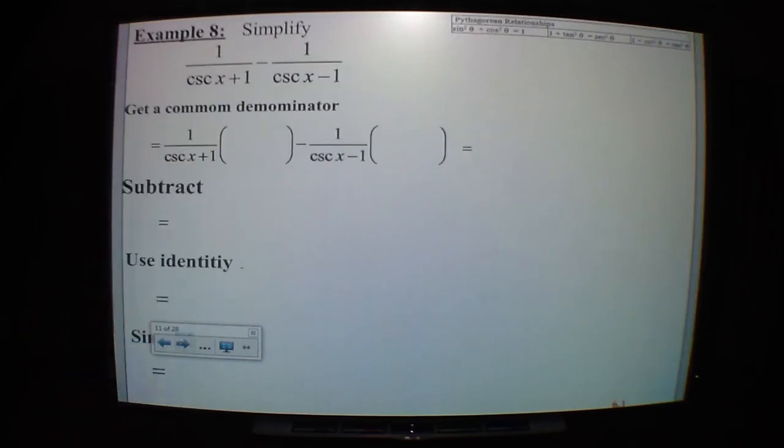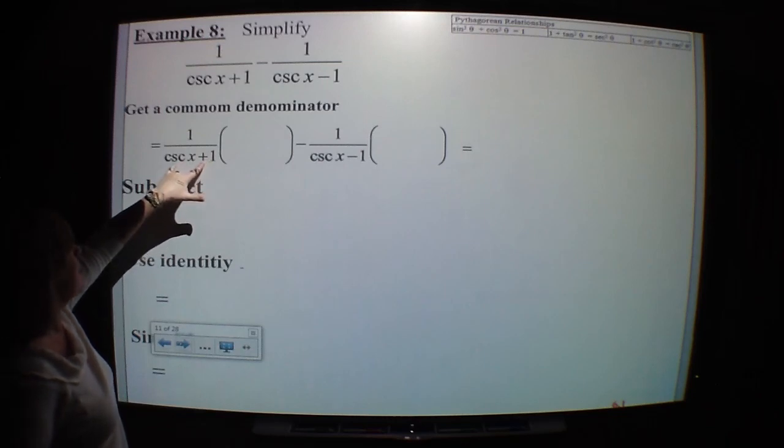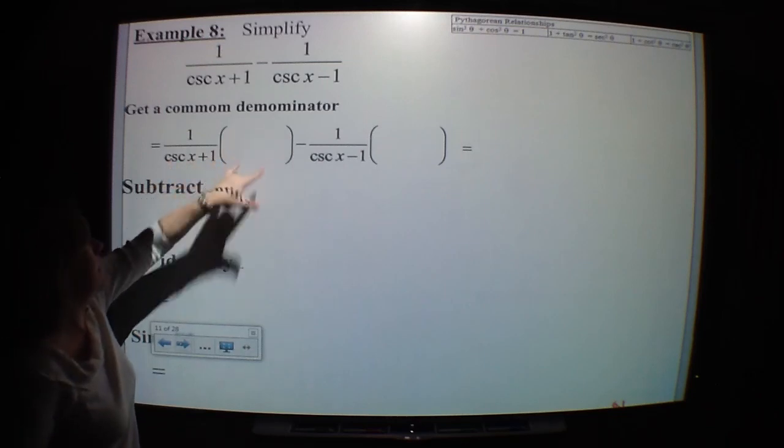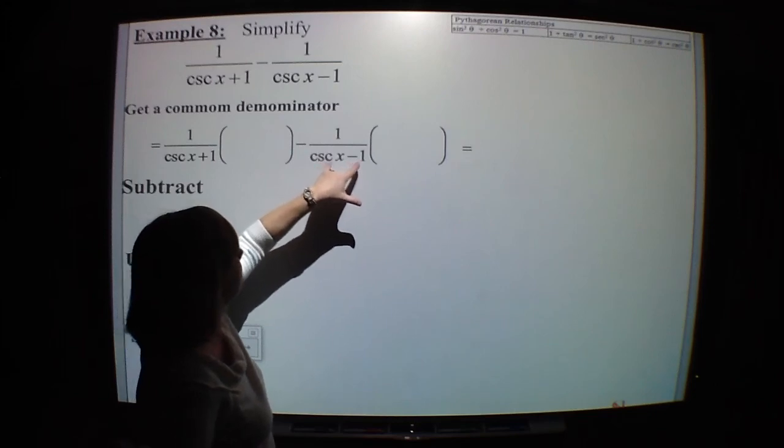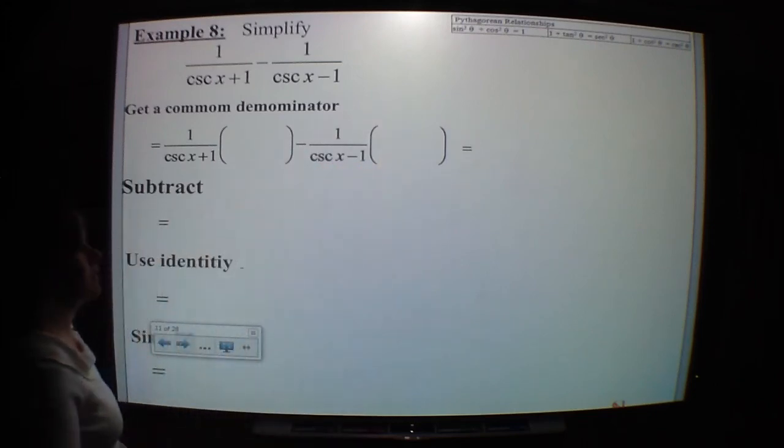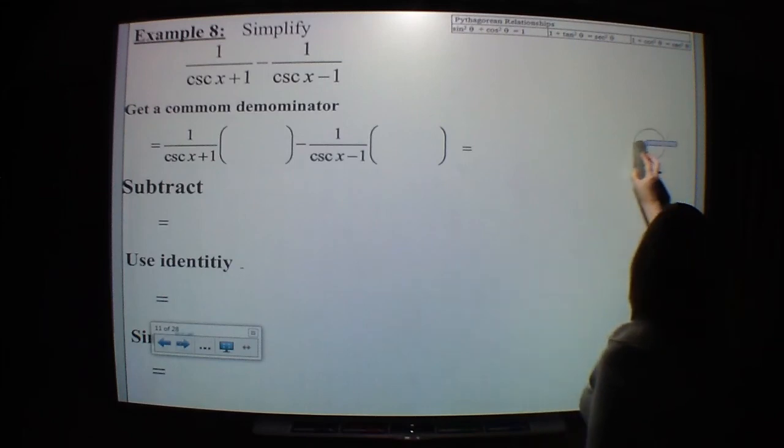Next example. Simplify 1 over the cosecant of x plus 1 minus 1 over the cosecant of x minus 1. So I have 1 over the cosecant of x plus 1 minus the fraction 1 over the cosecant of x minus 1. We want to get a common denominator. So I would multiply this by cosecant of x minus 1 on top and bottom. And here I want cosecant of x plus 1, top and bottom. So I'm really multiplying by 1. So that's what I'm going to do first.